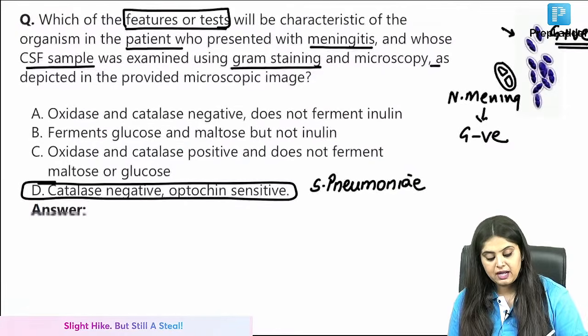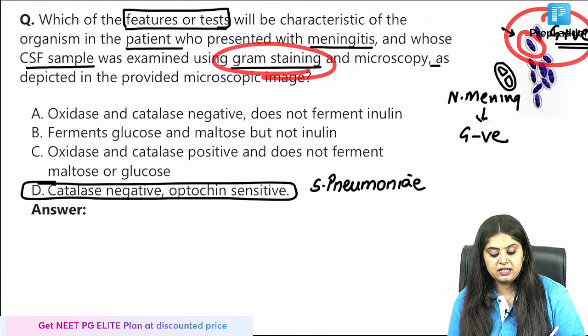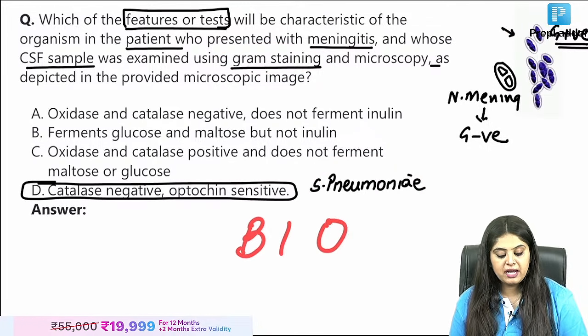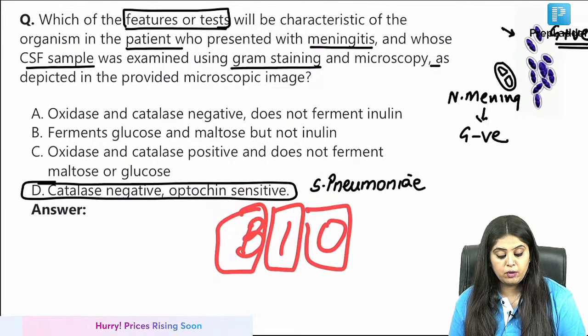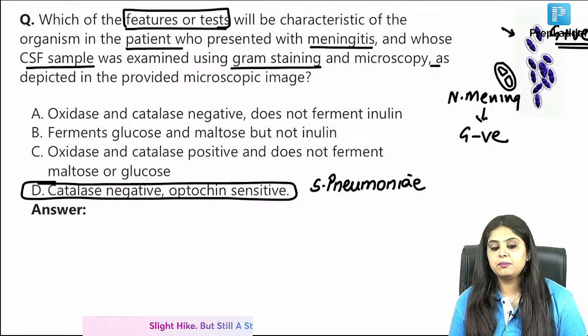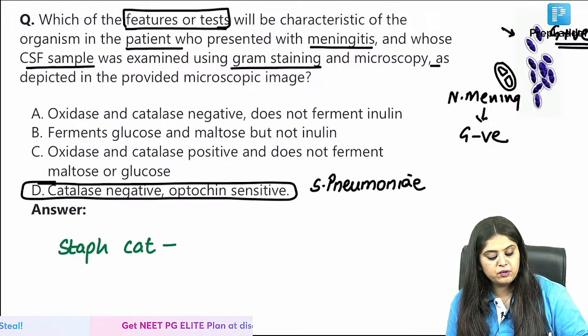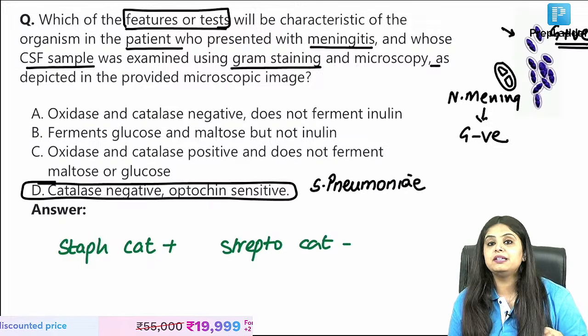Coming all the way back, अब मैम हमने ग्राम स्टेनिंग पे ये कैप्सूल वाला ग्राम पॉजिटिव बैक्टीरिया देखा, निमोनिया, एचओडी का फेवरेट बच्चा. एचओडी का फेवरेट बच्चा had to be, bile solubility not mentioned, inulin fermentation not mentioned, optochin had to be sensitive, and along with that these are not catalase.